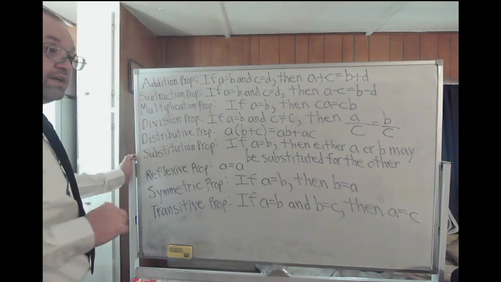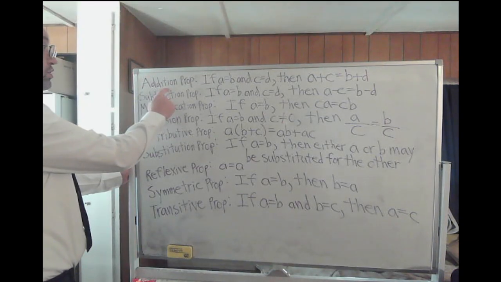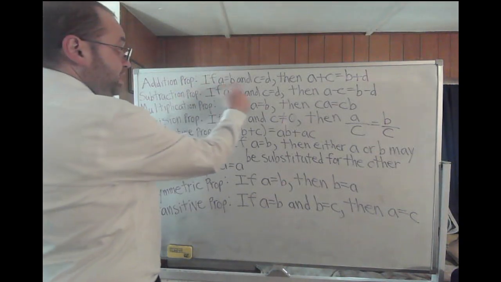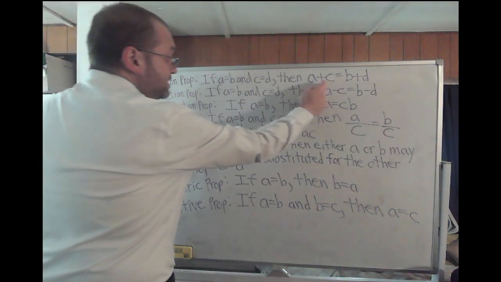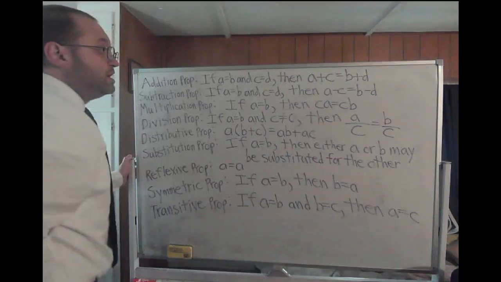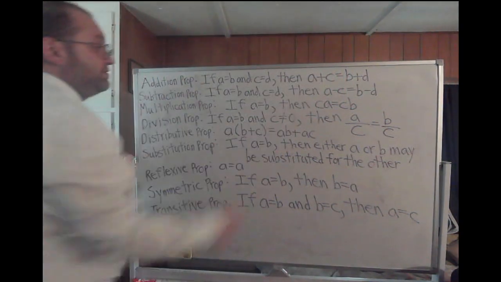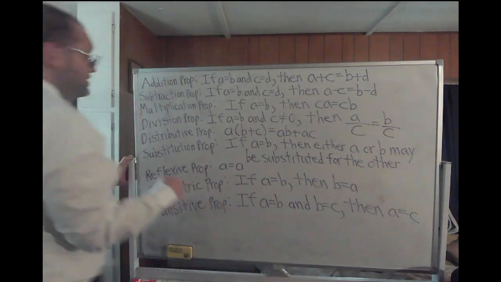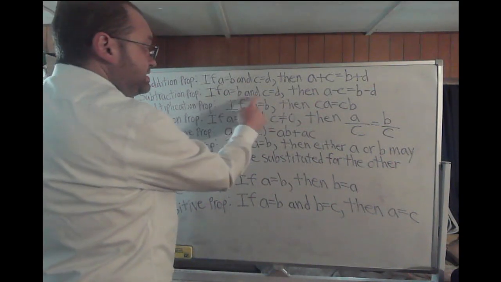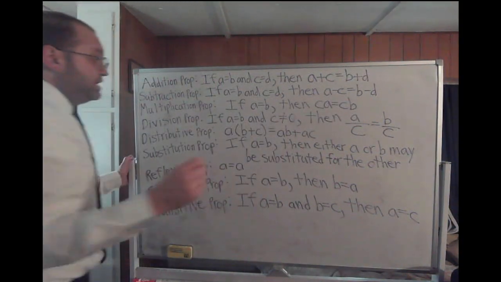I will definitely walk you through how to do it, but the first property you may be familiar with is called the addition property. So if A equals B and C equals D, then A plus C is equal to B plus D. Well, yeah, considering A is equal to B and C is equal to D, yes, you would have a true equation. And then similar to it, you have the subtraction property. If A equals B and C equals D, then A minus C equals B minus D.